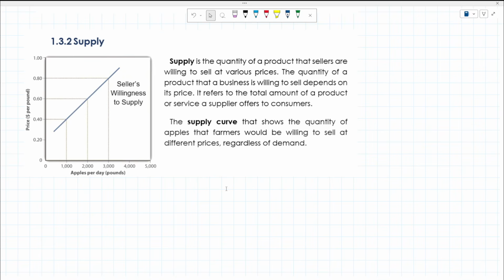So anong gusto niya? Magbebenta lang ako ng ganito kadami. I will only sell this many products if you offer me high prices for them. Okay, so that is what the supply curve shows us. Let's focus on the graph.